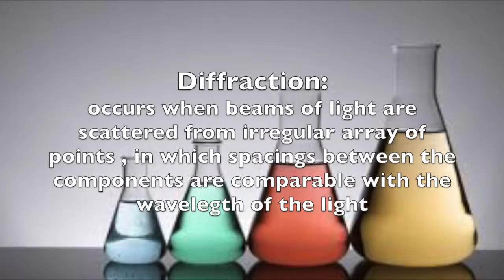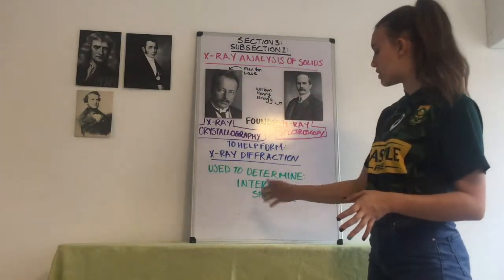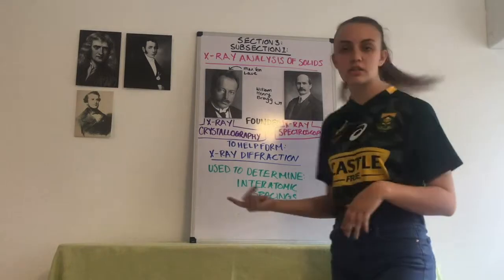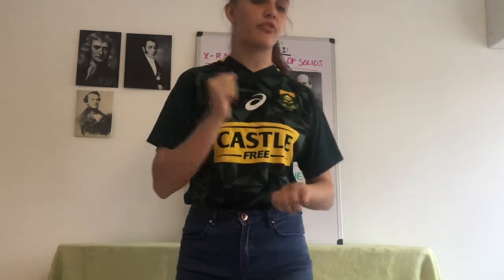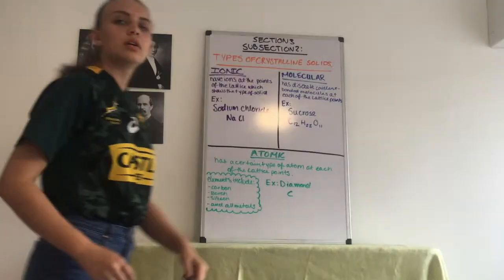The definition of diffraction will pop up on the screen now, saying diffraction occurs when beams of light are scattered from a regular array of points in which spacings between the components are comparable with the wavelength of the light. So this whole system is used to determine interatomic spacings. The definition of interatomic, or just atomic spacings, will come on the screen now, which refers to the distance between the nuclei of atoms in a material.